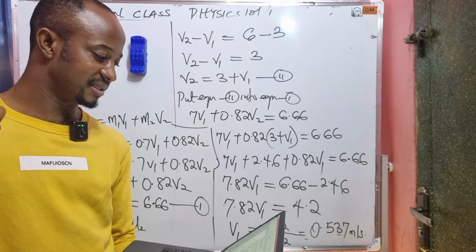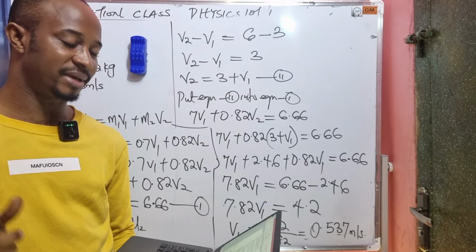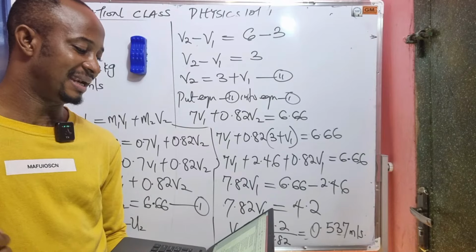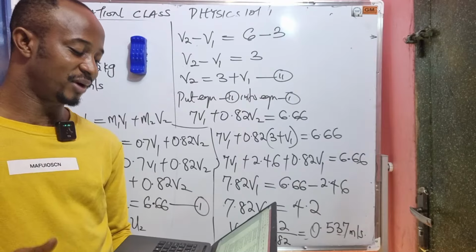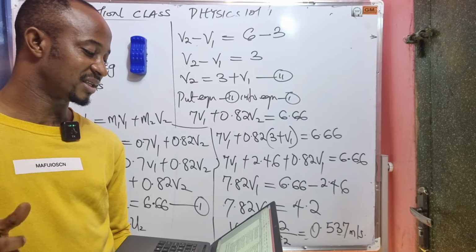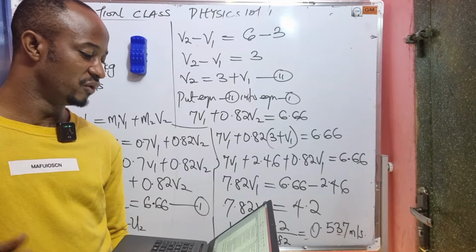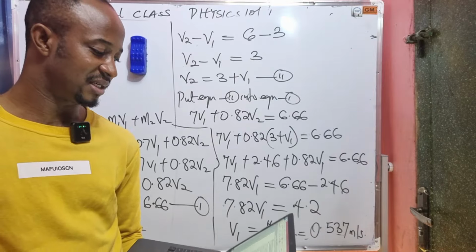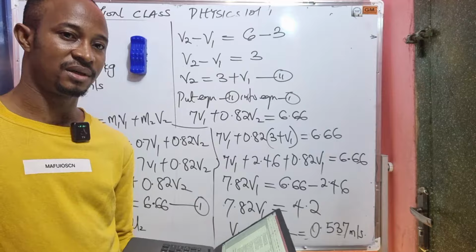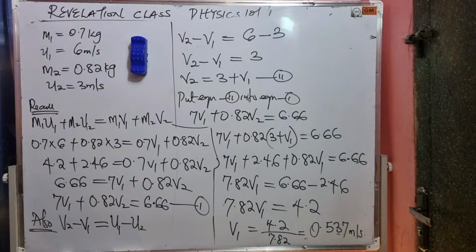A ball of mass 0.7 kilogram with a velocity of 6 meters per second collides elastically with a toy coaster of mass 0.82 kilogram with velocity 3 meters per second. After collision, the two objects moved in different directions. So calculate their velocities after collision. They move in different directions. Are you there? So let's calculate their velocities after collision.